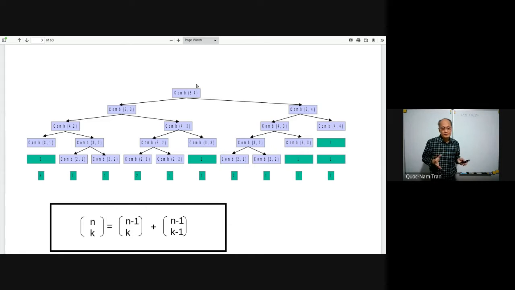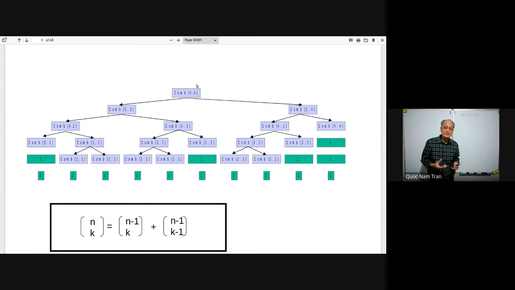What you can observe from here is that, for example, combination of 3 from 4 is calculated again and again, right? And then if you look at combination of 3, 2, it is recalculated multiple times, right? So that's it.